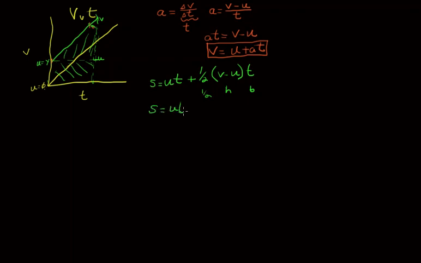S equals UT plus 1/2. Now here's a trick that is very common in physics. We have a value here, and in another equation that is directly related to this, we have a value for this that we can put in here. Equals 1/2 V minus U equals AT, right? Because we did it right there. We did AT times T. So our fourth kinematic equation is S equals UT plus 1/2 AT squared.